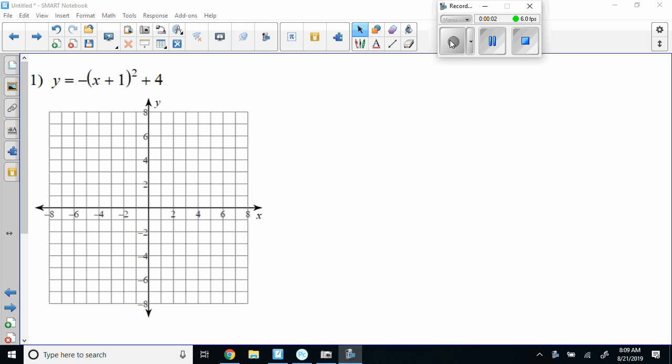Okay, guys, today we're going to learn about graphing parabolas, okay? So there's a couple of things that we need to make sure that we understand. We need to pull some stuff out. First thing we need to pull out is the vertex, okay?